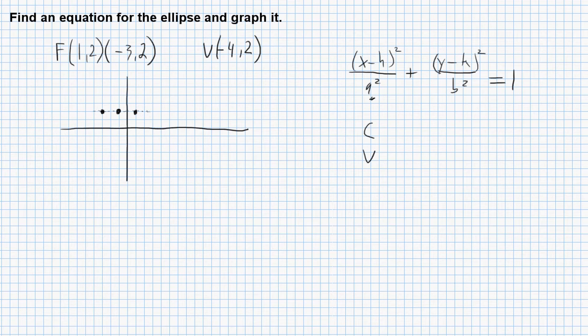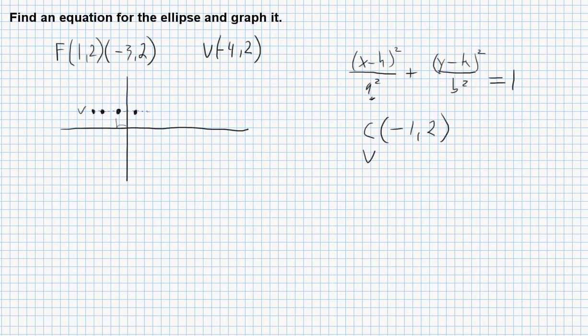So that means that our center point is going to have coordinates of left 1, up 2, so it's going to be (-1, 2). Okay? Now, that's not really part of what our answer is going to be, but we need that to help us figure out the equation. Okay, so the vertex point is at (-4, 2). So let's put that in. Okay, 1, 2, 3, 4 to the left, up 2. So there is our vertex point.